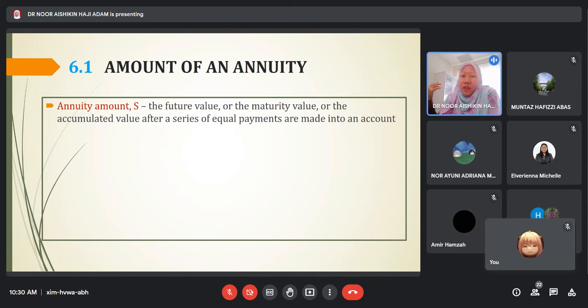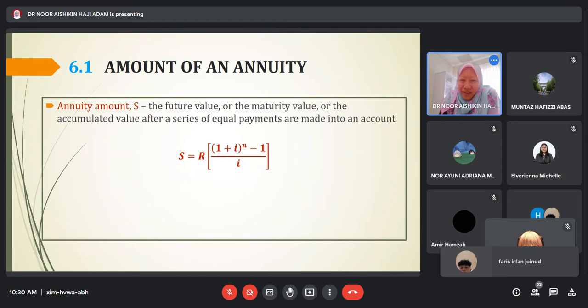Okay, so S is the amount accumulated after a series of equal payments are made into an account. Macam kalau buat investment. Okay, and the formula to find S is given as R times 1 plus i to the power of n minus 1 over i. Agak-agak boleh ingat tak formula ni?